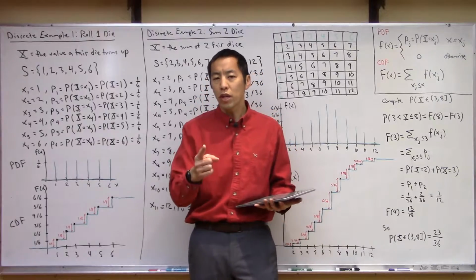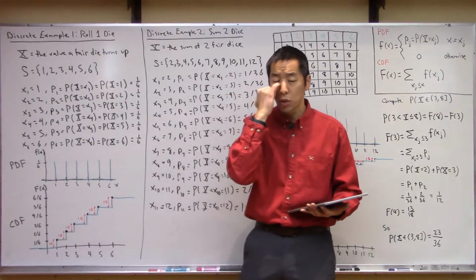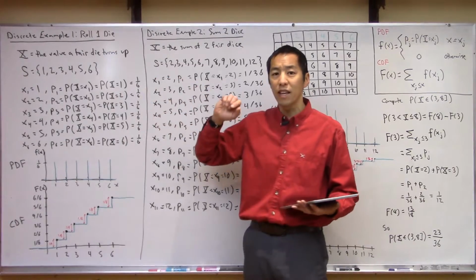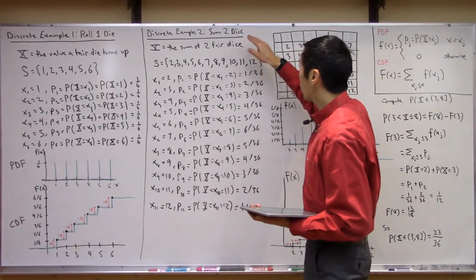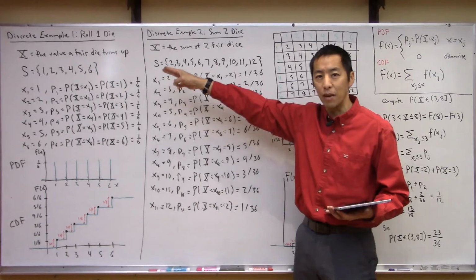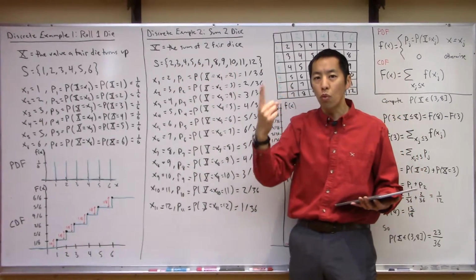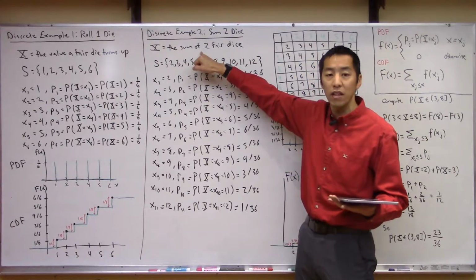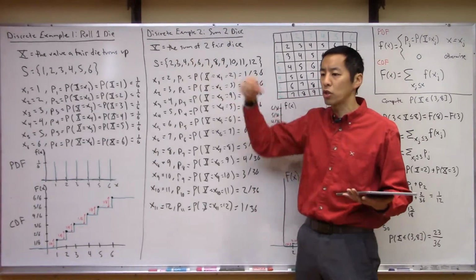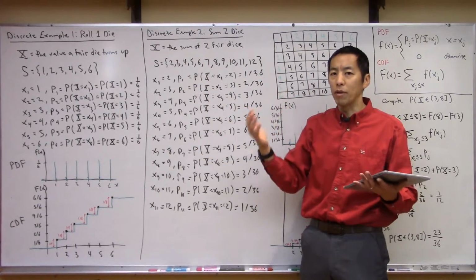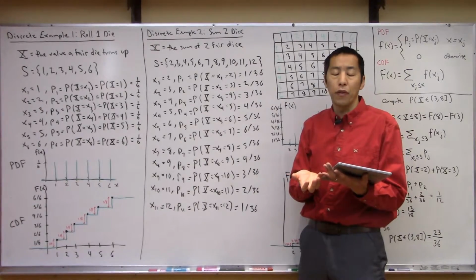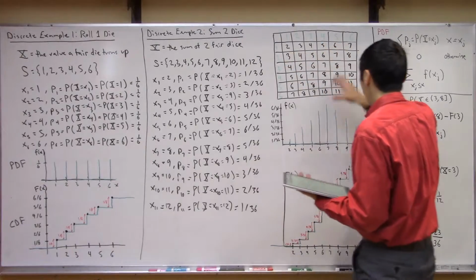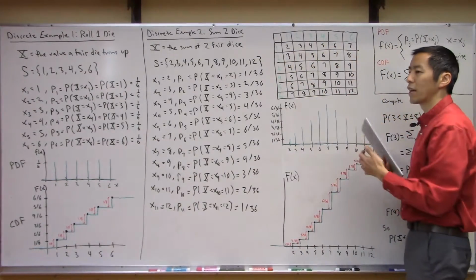So let's look at a more complex situation which might highlight these differences between the indexing and the actual values. Let's build on this example. Instead of rolling one die, let's roll two dice, and the random variable in this case is the sum of those two dice. So I'm just going to roll two dice, and I'm going to add up their face values, and that's the random variable.